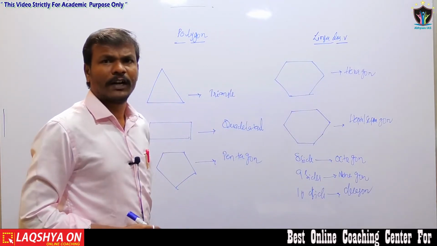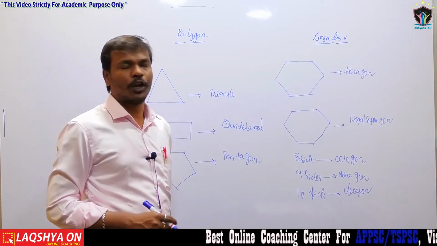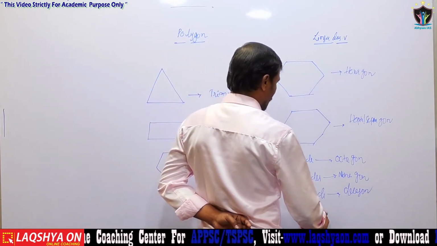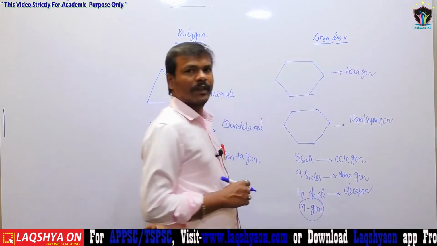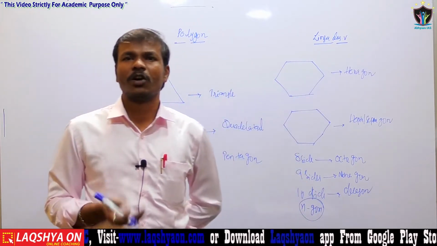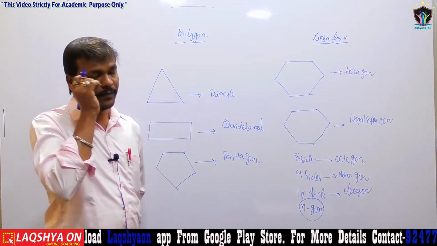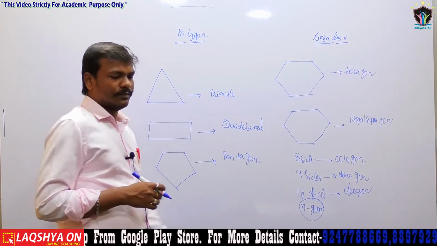Decagon. After 10, how many sides does the polygon have? That is called an n-gon. If it has 15 sides, 15-gon. If it has 20 sides, 20-gon. If it has 30 sides, 30-gon. So this is the polygon.